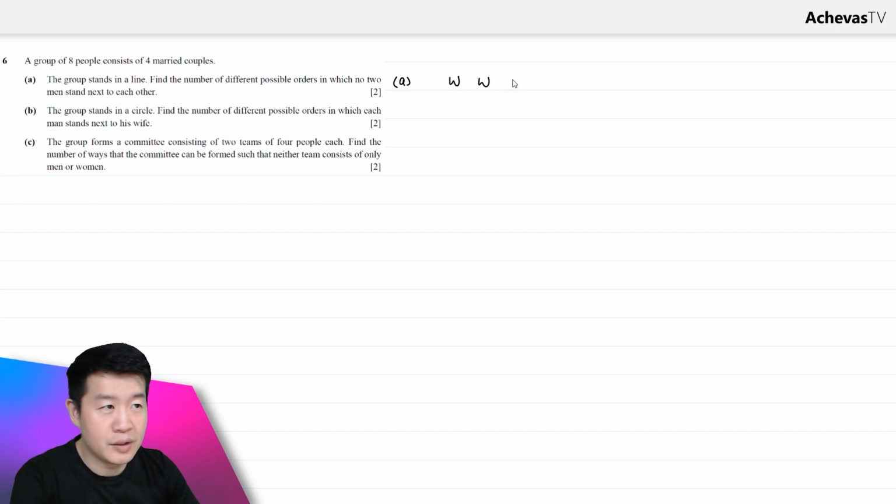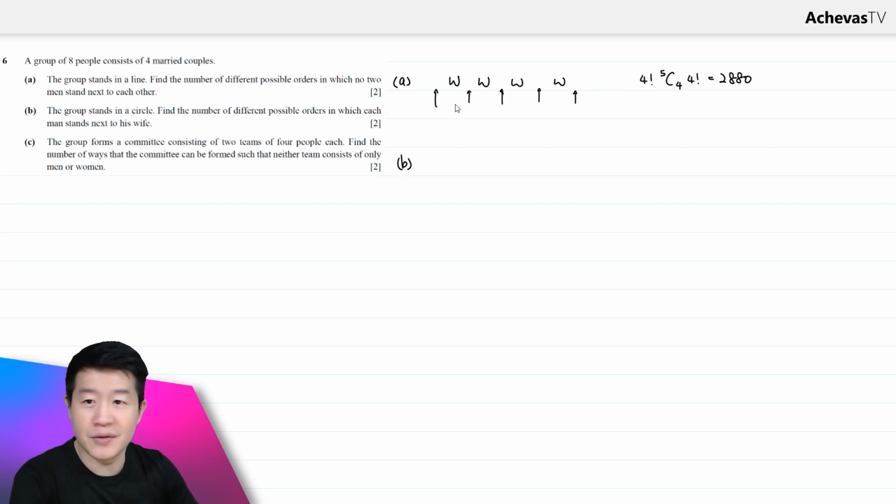So woman, woman, woman, woman. It is going to be 4 factorial. And the husbands of the women will be slotted here. And let's not forget the 2 ends. So we have 1, 2, 3, 4, 5 possible positions to slot the men. So 5 choose 4: out of the 5 positions, we choose 4 for the men. And arranging the men, 4 factorial. This is equal to 2880. 2 marks. Very easy to get 2 marks, because it is just something that you have studied from your lecture notes. And on the Achevas TV, I also mentioned this, the slotting method. A fantastic method to make sure that objects are separated.